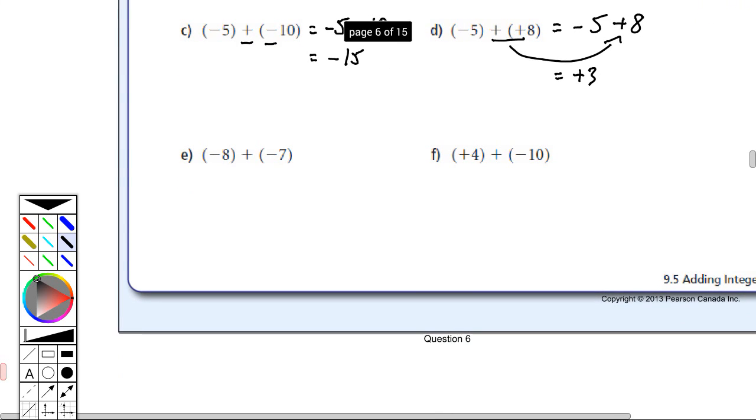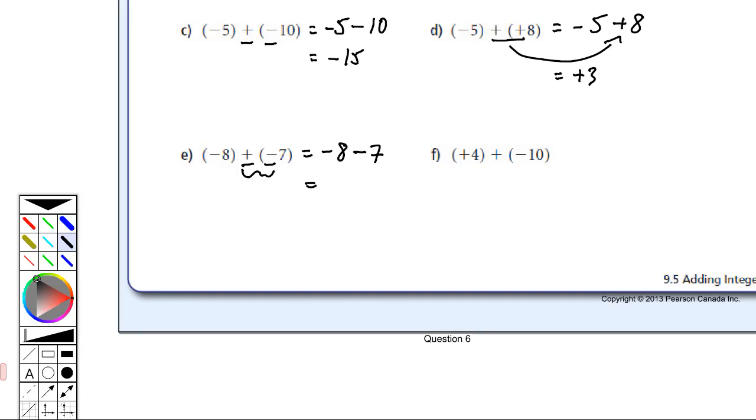E, -8 plus -7. Well, when I have a +-, I'm going to keep my -8, and it's going to turn into a negative. So -8 and minus another 7. So on your number line, you go left 8 and left another 7. That will give us -15. And F, we have +4 plus -10, which turns into a minus. So if we started out at positive 4, and then we go to the left 10, we're going to end up at minus 6.